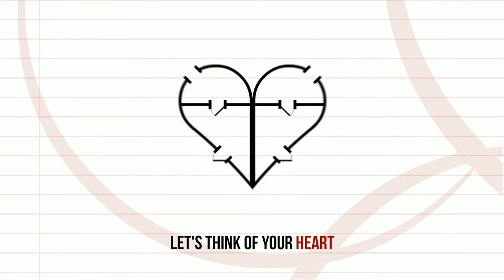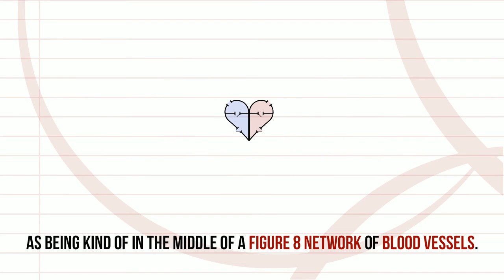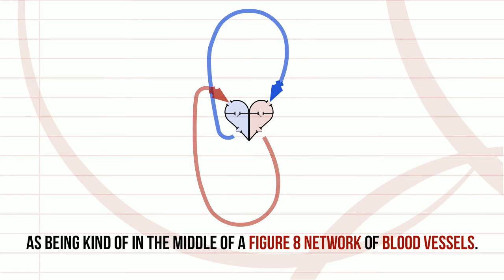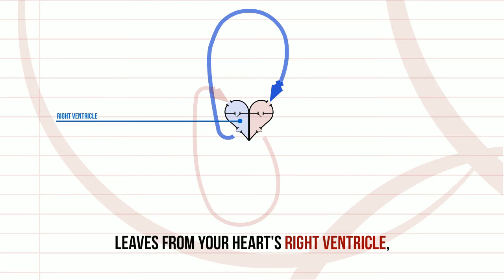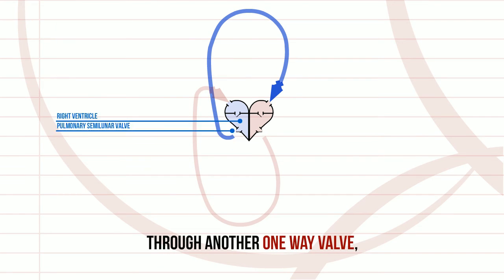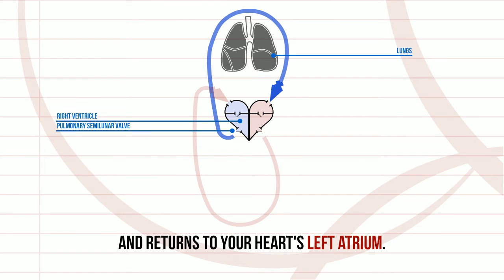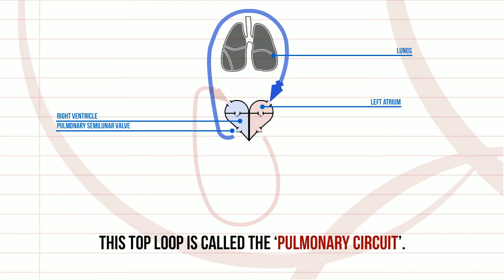Next, let's think of your heart as being kind of in the middle of a figure 8 network of blood vessels. The top loop of this figure 8 leaves from your heart's right ventricle through another one-way valve, goes around your lungs, and returns to your heart's left atrium. This top loop is called the pulmonary circuit.